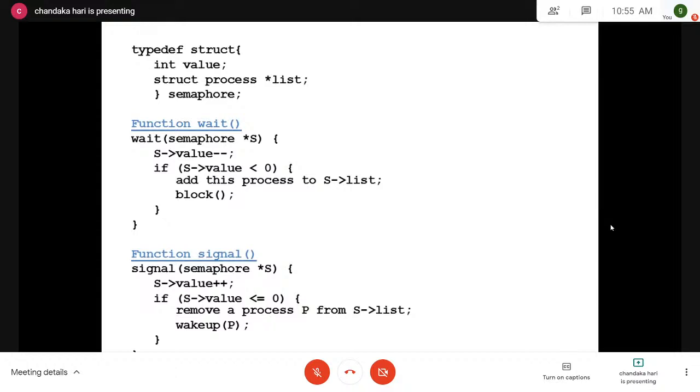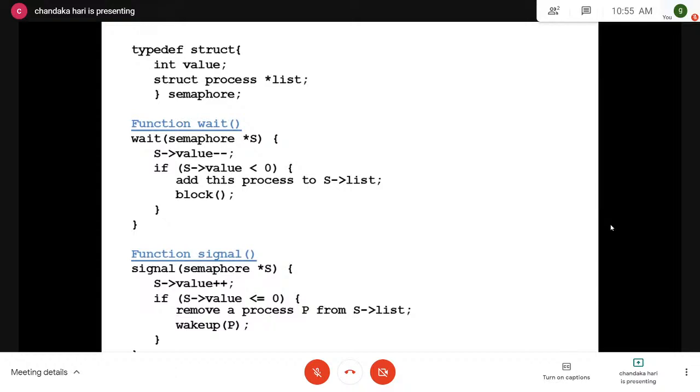Suppose initially the semaphore value is equal to 1, so no one is using this particular semaphore variable. First process P1 makes a requisition for the semaphore variable S. Immediately S-- happens, that implies 1 minus 1 becomes 0. Is 0 less than 0? No. That process is going to enter into the critical section.